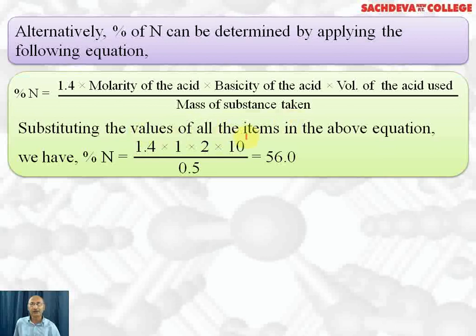Substituting the values of all the items, the simplest formula will be 1.4 into molarity is 1, basicity is 2, volume of acid used is 10, weight of organic compound is 0.5, equal to 56%. This formula will be best for solving questions in entrance examinations because it will take minimum time.